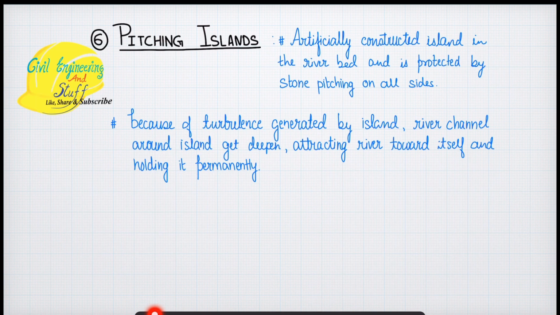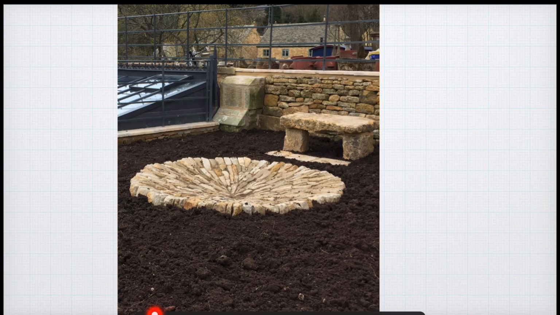Then next we have what we call the pitching island. Now you see in the launching apron, what we have done is we have protected the toe. But sometimes it may happen that right at the middle of the river bed, the scouring is taking place. Right at the middle, not at the toe. I'll just show you by figure.